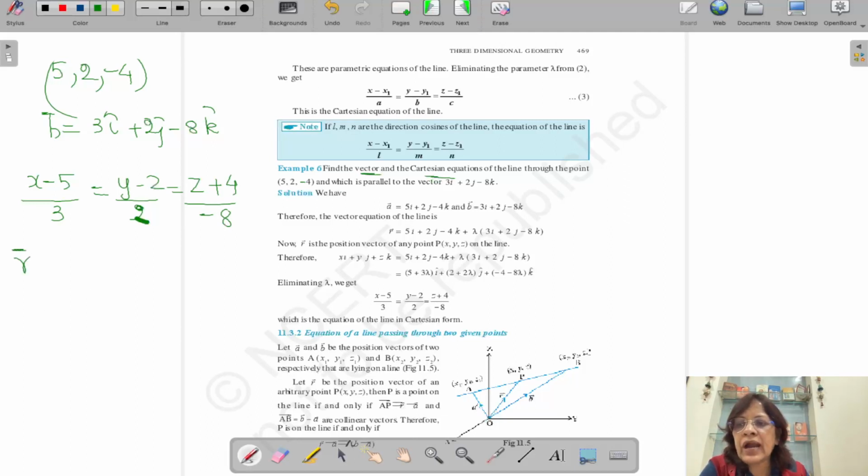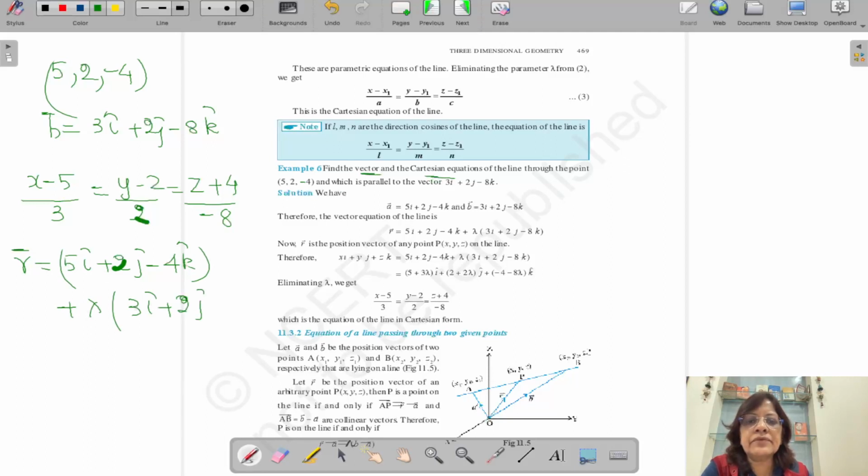Vector form will be r. We write it. These are the points. It will be 5i plus 2j minus 4k plus lambda times b. b is 3i plus 2j minus 8k. This is your Cartesian form. This is a vector form. I hope it is clear.